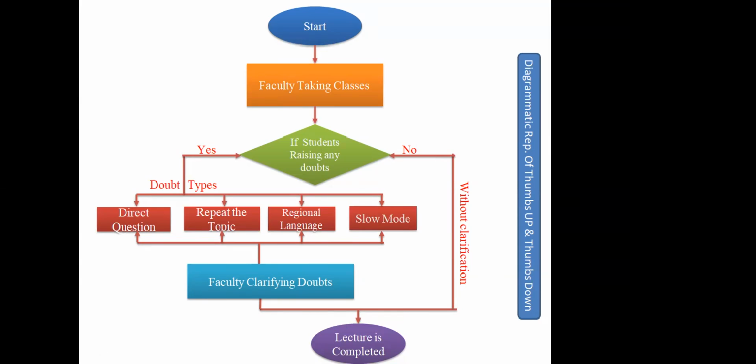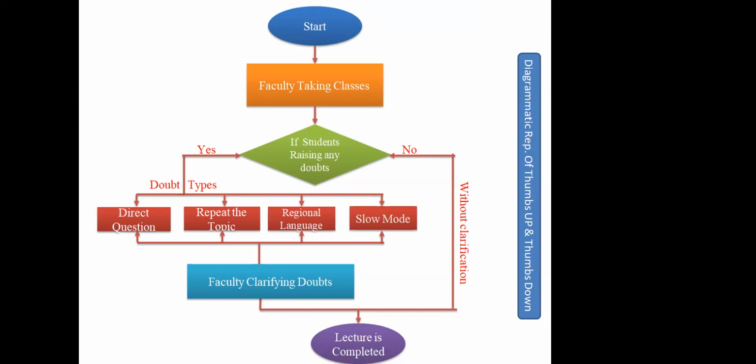See the diagram carefully. Here, the faculty takes the class, then the student raises doubts. Yes means there are 4 types of doubts available: a direct question, repeat the topic, regional language, slow mode. Then the faculty clarifies the doubts, then the session comes to an end. If there is no doubt, then the session directly comes to an end. This is the flow of the thumbs up and thumbs down method.